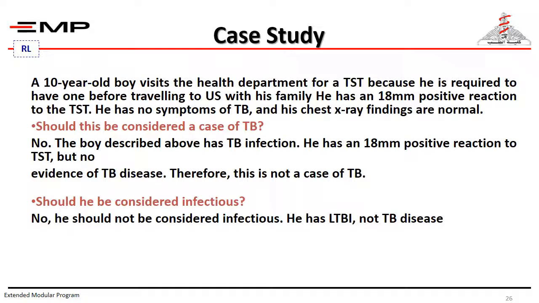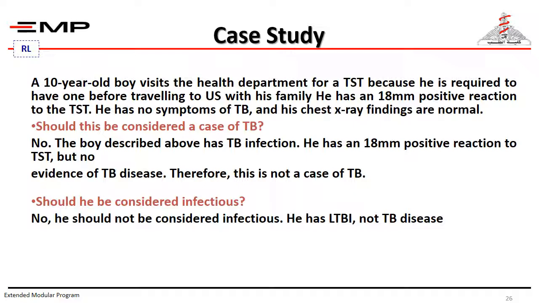And we will discuss together this case. A 10-year-old boy visits the health department for a tuberculin skin test because he is required to have one before traveling to the US with his family. He has an 18 mm positive reaction to the tuberculin test. He has no symptoms of TB. His chest X-ray findings are normal. So, please highlight the data and red flags. Should this be considered a case of TB?